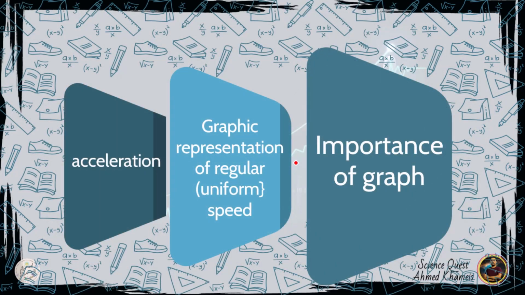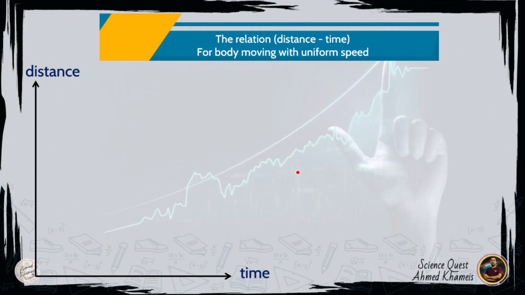Second, let's see how we draw the graphic representation of regular or uniform speed. So first, the relation distance-time for a body moving with a uniform speed. We know that uniform speed means that the body covers equal distances in equal amounts of time, so the relation will be represented by a straight line passing through the origin point.